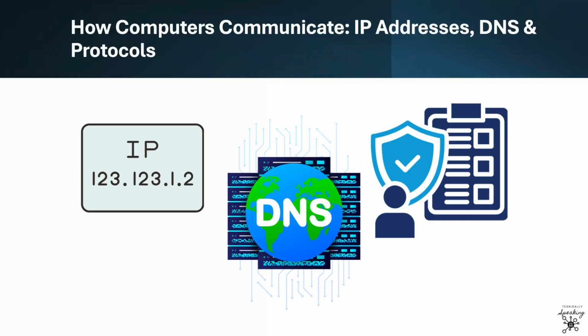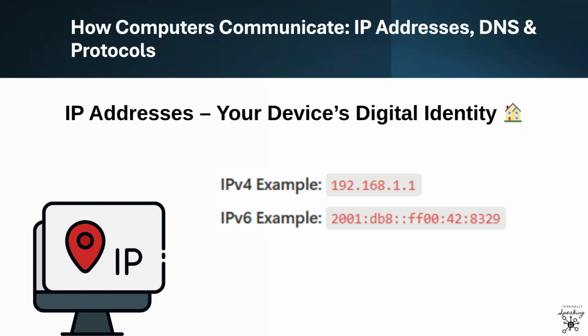So let's jump over to how computers communicate in a network. They need these things: IP addresses, DNS, and protocols. Let's get into it. Every device on a network has a unique IP address, like a home address. Now, there's IP version 4, IPv4 addresses, and they look like this: 192.168.1.1. And then we have IP version 6, IPv6.